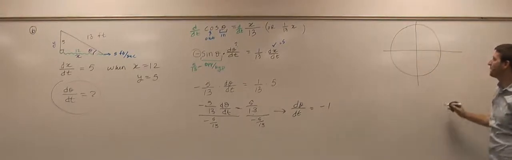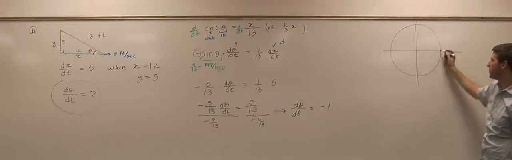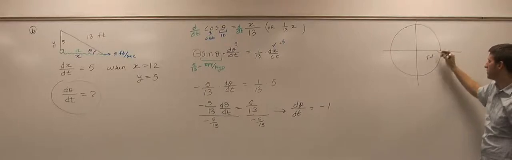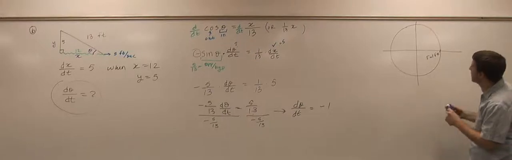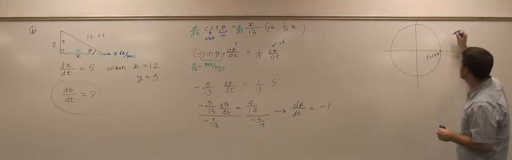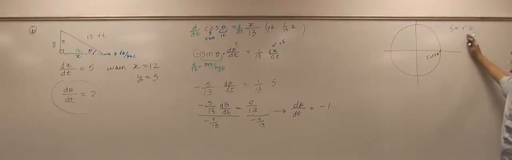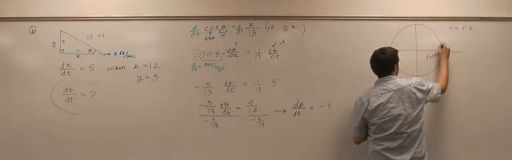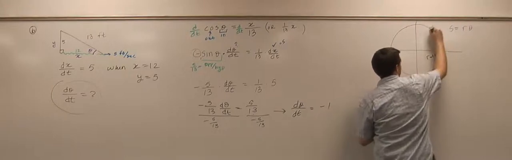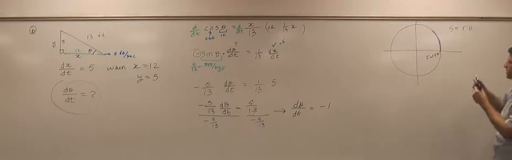Here's the unit circle, right? This is the radius. Say you want your circle to have a radius of 1 foot. So then the arc length formula, s equals r theta. I did learn this at one point. So this arc length here, because r equals 1, s and theta are the same thing.